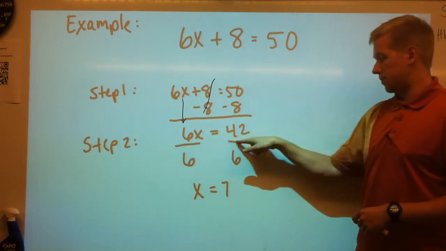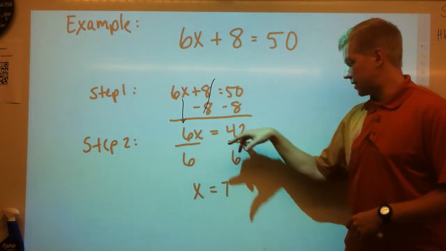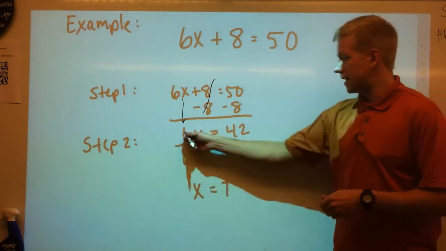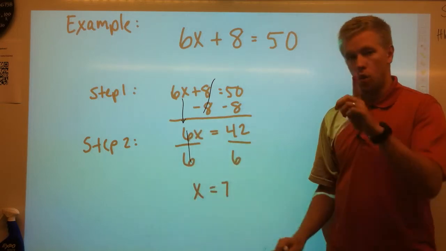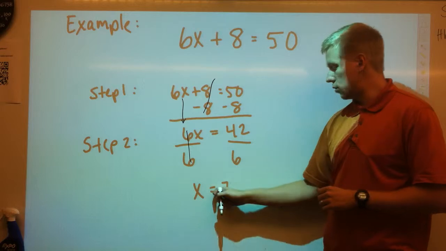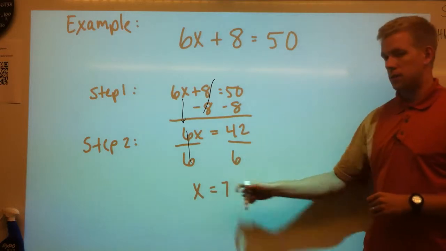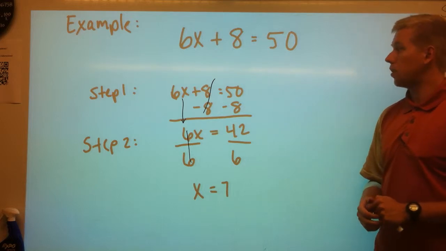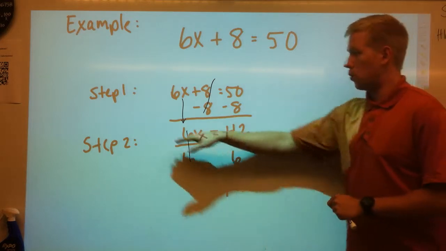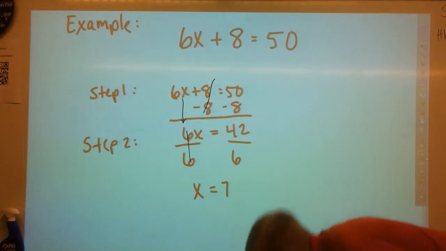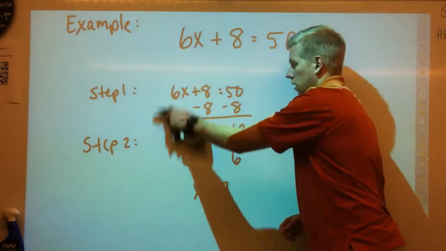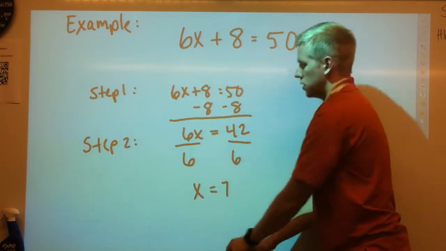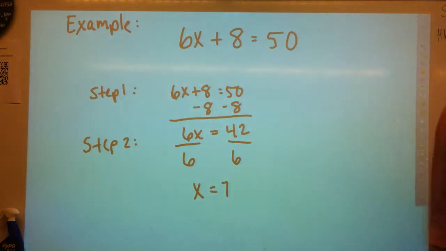So I'm going to draw my division bars here, and I'm going to divide by 6 on both sides. When I divide 6 by 6, that is 1. I want one variable. I want one x equal to 42 divided by 6, which is 7. So my answer here is x equals 7. That's solving a two-step. I want you to show step 1 and step 2 so I can see your work. We're not doing this in our head. I need to see you write it out. That way you don't make silly mistakes.